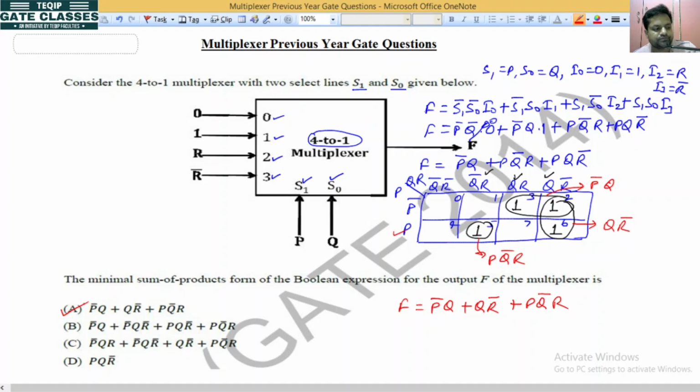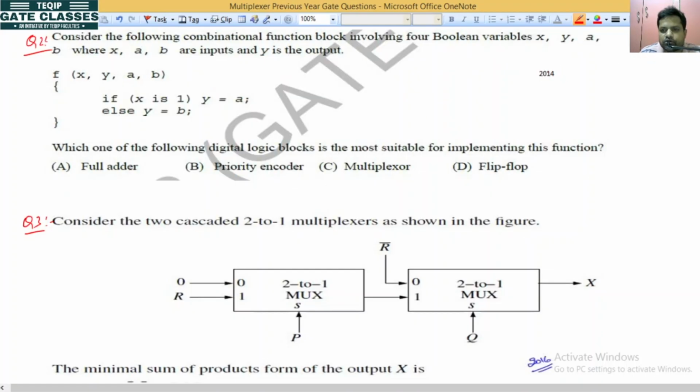Now our next question is question number 2. It was asked in GATE 2014. Consider the following combinational function block involving Boolean variables x, y, a, b, where x, a, b are inputs and y is the output. So four parameters are passed to the function. If x is 1 then y is equal to a.